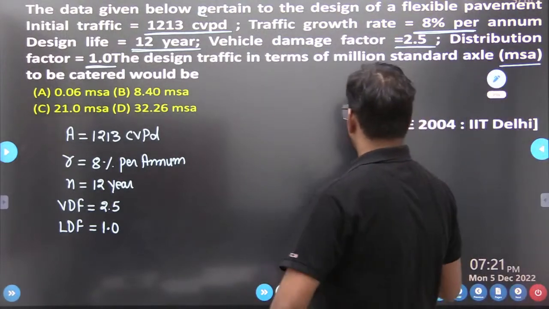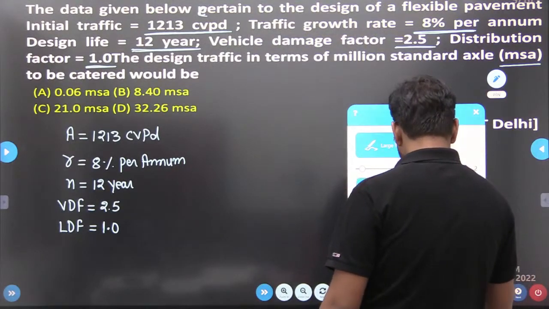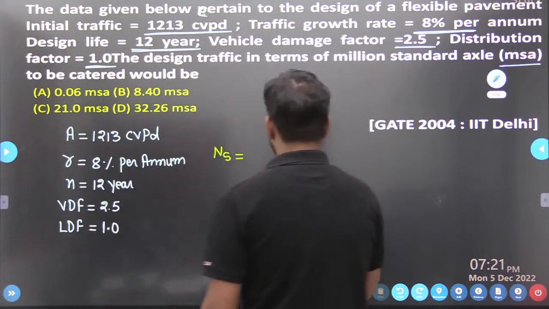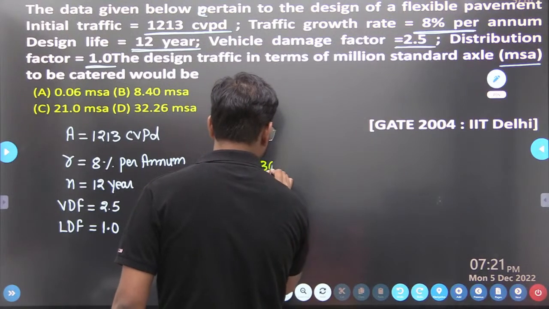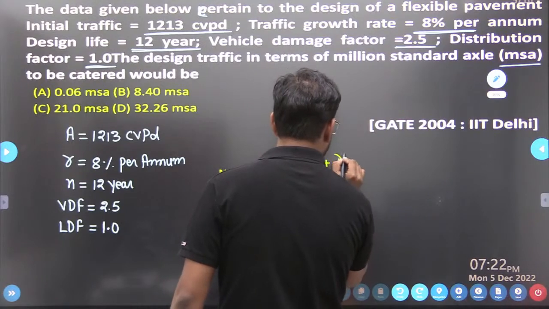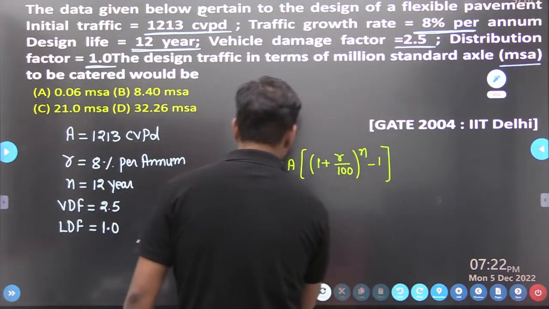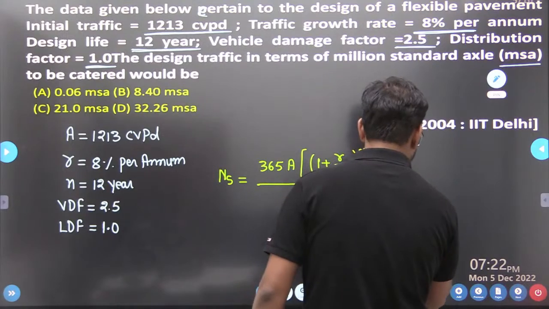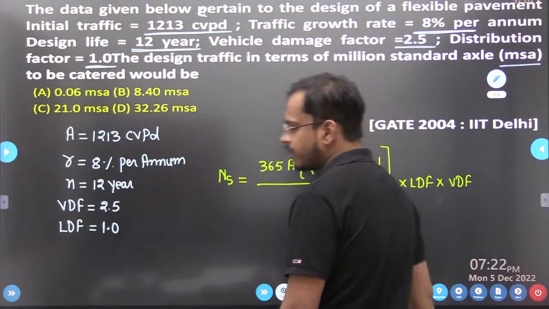So the formula, we already know the formula. What is the formula, my dear friends? NS, that means number of million standard axle, is equal to 365A times the bracket of (1 plus r upon 100) raised to power n, minus 1, dividing by r by 100, multiplied by lane distribution factor, multiplied by vehicle damage factor. Am I right? This is the formula.